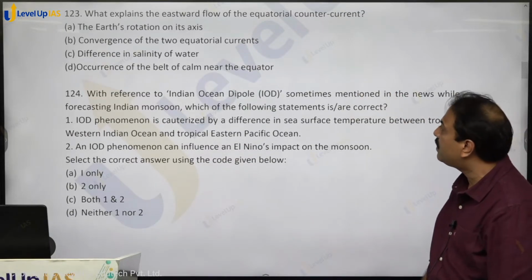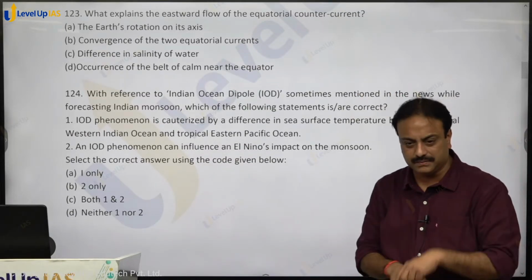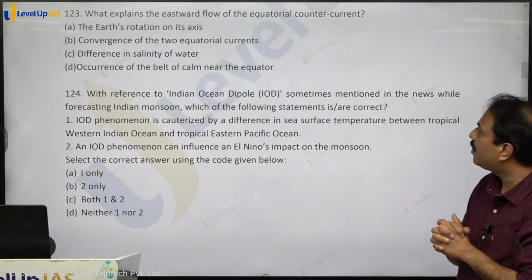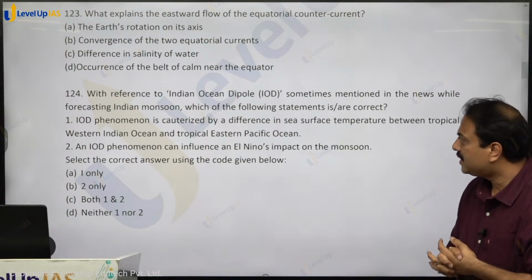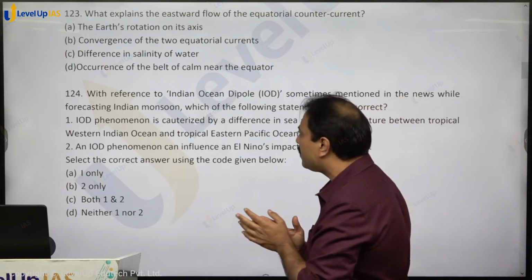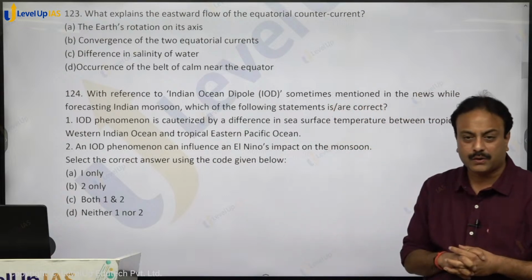What explains the eastward flow of equatorial countercurrent? The Earth's rotation on its axis, convergence of two equatorial currents, difference in salinity of water, occurrence of the belt of calm near the equator.